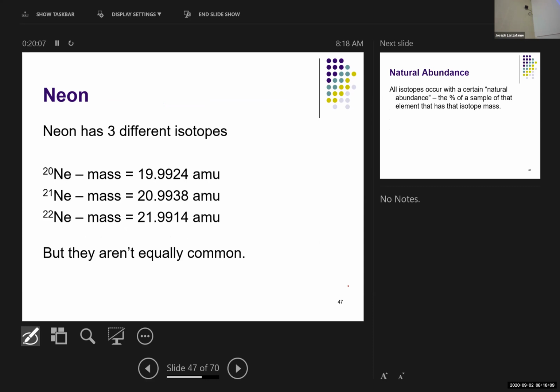there's neon 20, which has a mass of 19.9924 AMUs. There's neon 21, which has a mass of 20.9938 AMUs. And there's neon 22, which has a mass of 21.9914 AMUs. Again, the only isotope in the entire periodic table that actually has an integer mass is carbon-12. Now, if you were to average those as they are, you would get something around neon 21. But they are nowhere near equally common.